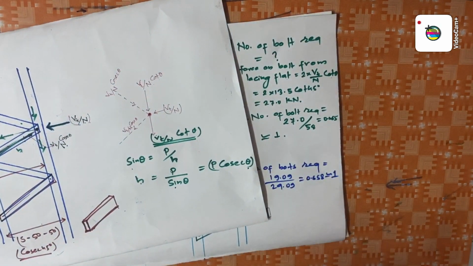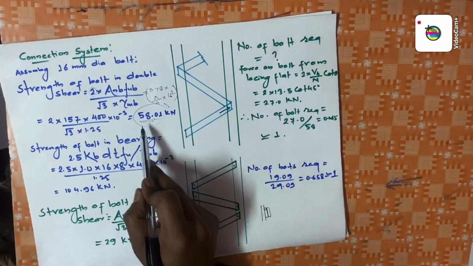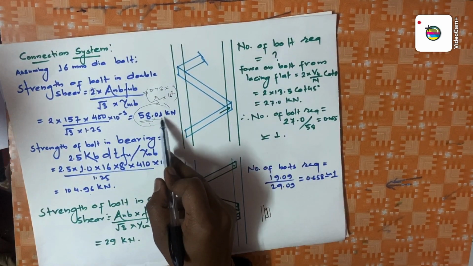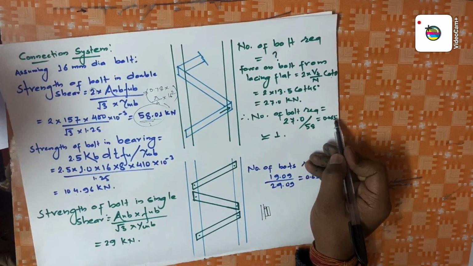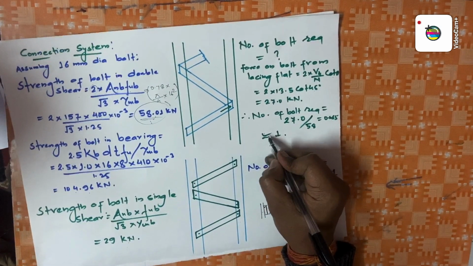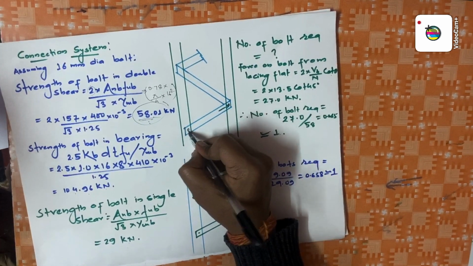divided by strength of bolt. So my strength of bolt in this double shear is 58.0901, that is 58. So 27.0 divided by 58 will be 0.456. So at least we have to take one bolt. So that's why there will be one bolt.